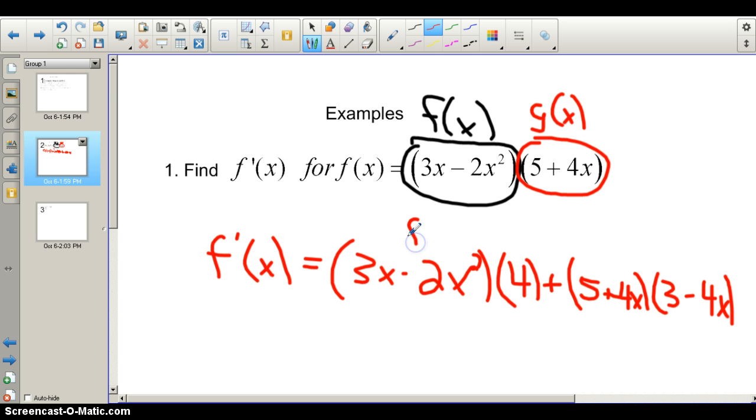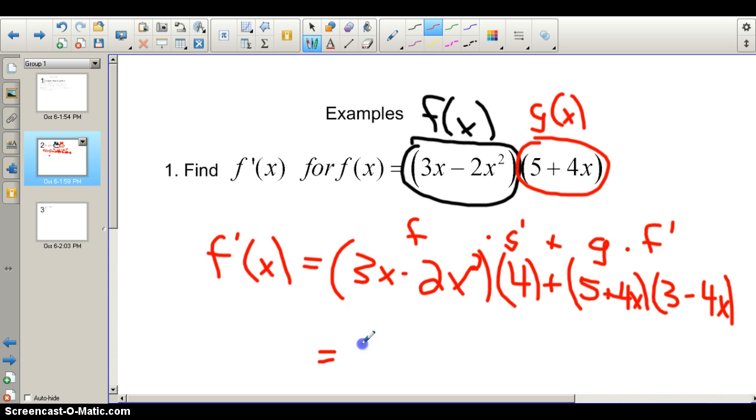So we have f times g prime plus g times f prime. If you want, you can clean this up a little bit.